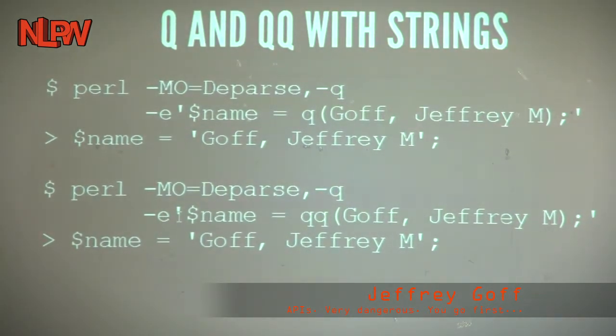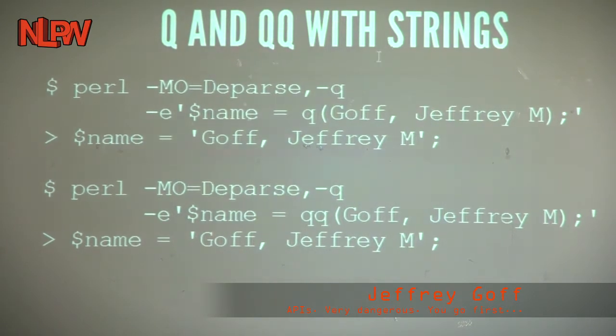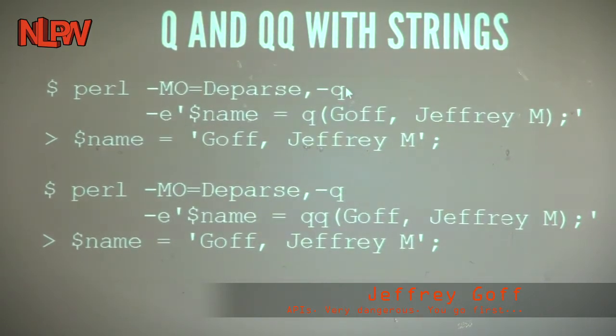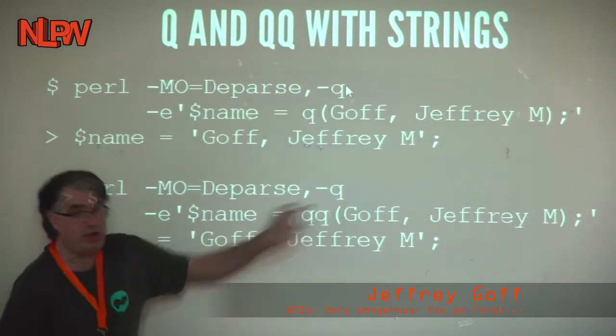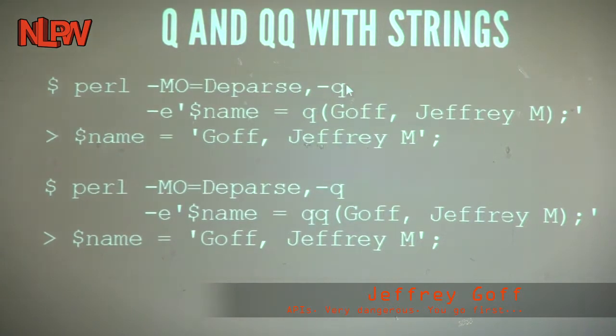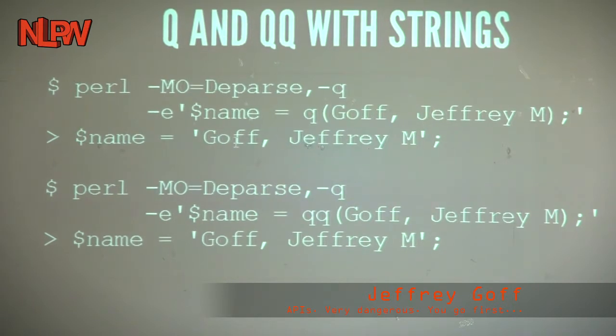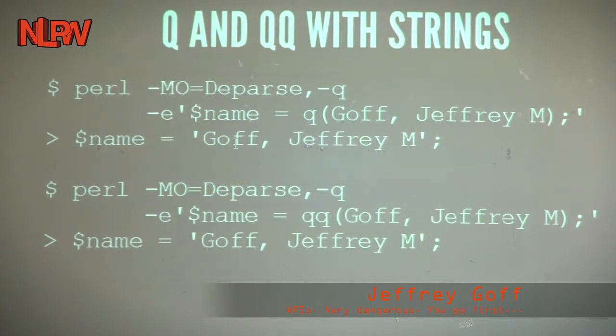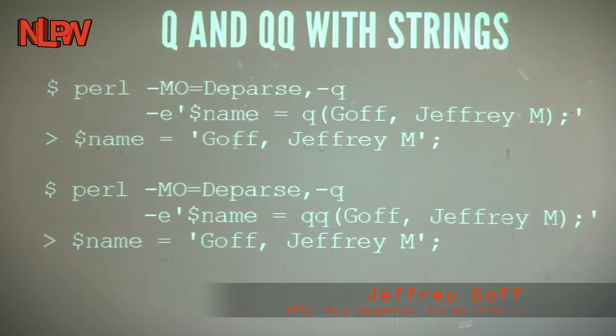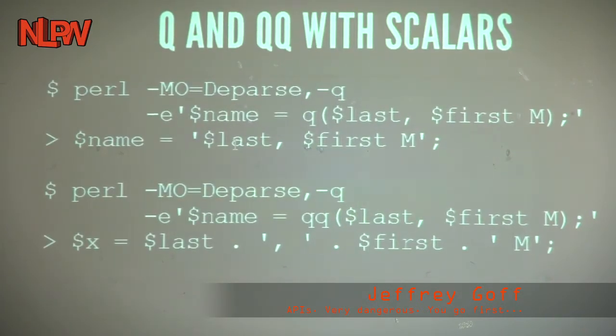If you are not aware, ordinarily you do need to do one thing to get the output to work correctly, and that's pass the dash Q flag into dparse, so it will properly reveal the quotes here, which is how Perl does this internally. Otherwise, it looks the same. It will look like name equals Q parent in your dparse output. So that's a small trick to think of.